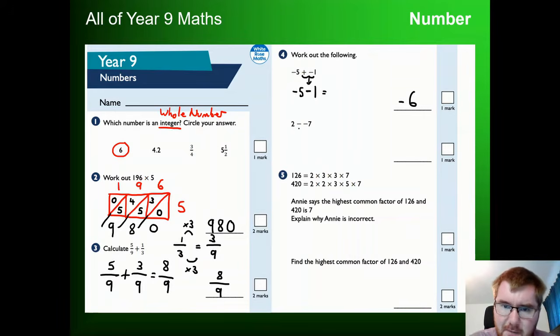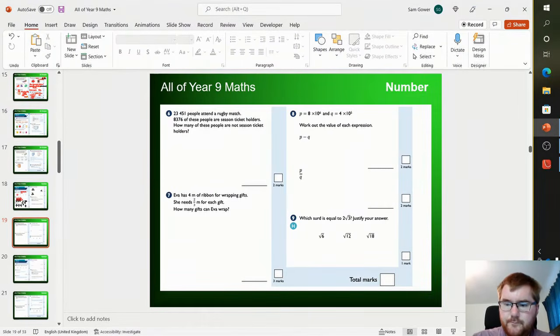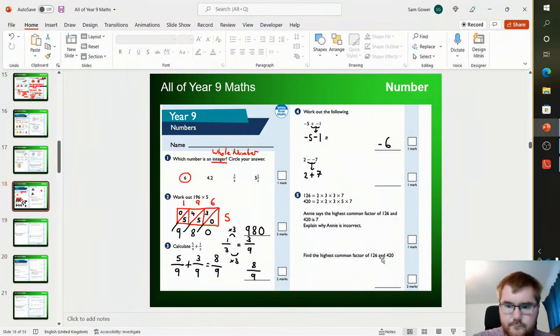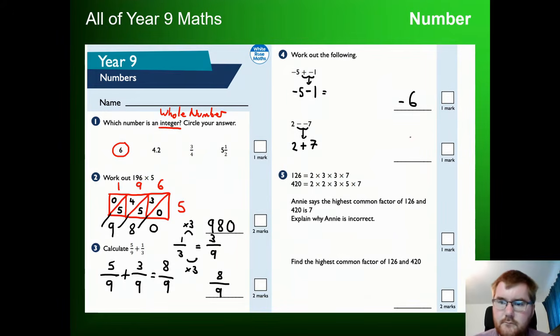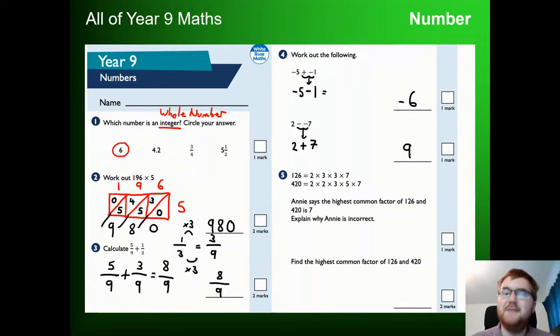Likewise here, I see 2 minuses next to each other. That's really important. So 2 minuses next to each other give you a plus. And then we actually get a really straightforward calculation: 2 plus 7 is equal to 9. There we are, perfect. Right, question 5.